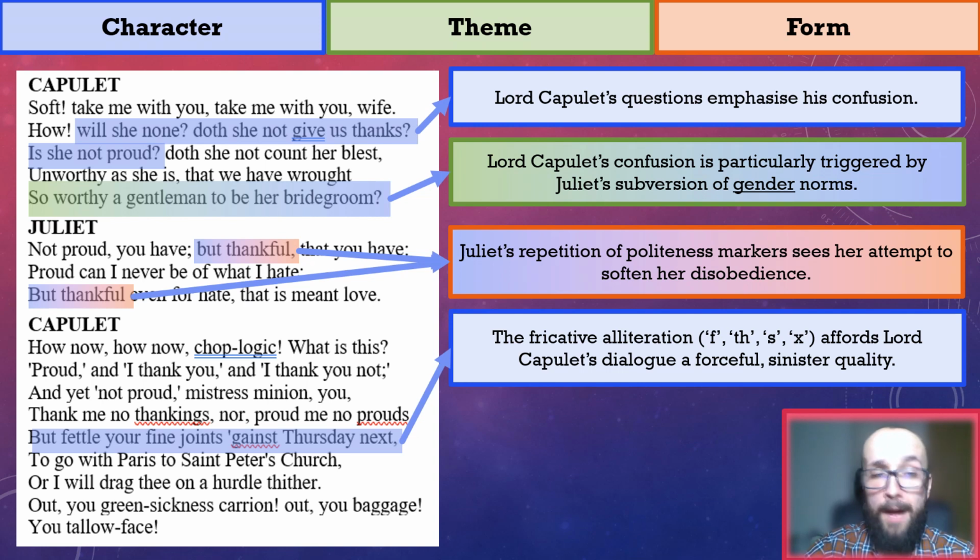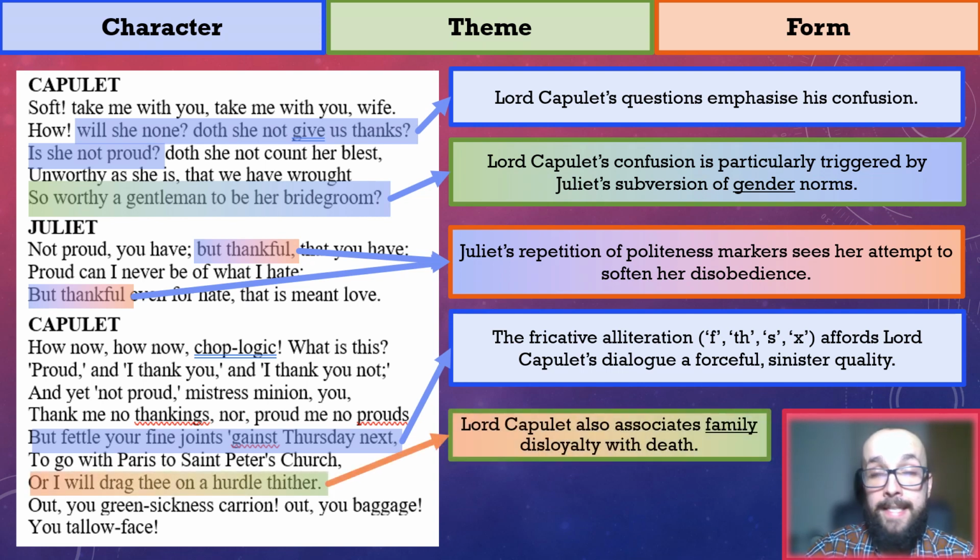Much like his wife, Lord Capulet associates family disloyalty with death. This is because a hurdle was a sort of rudimentary sled used to drag traitors to their execution, and so by asserting that he will drag Juliet to her wedding on a hurdle, Lord Capulet implies that she is a traitor who, in her ostensible treachery, may as well be dead to him.